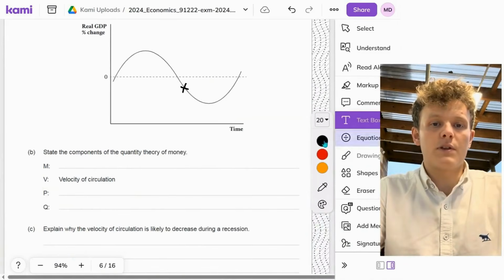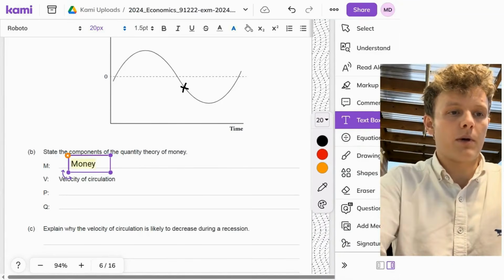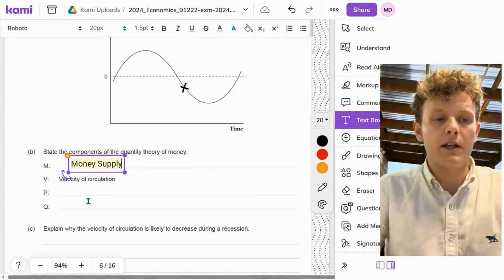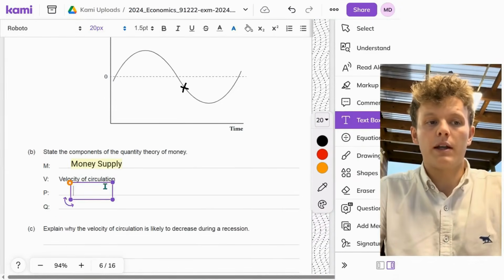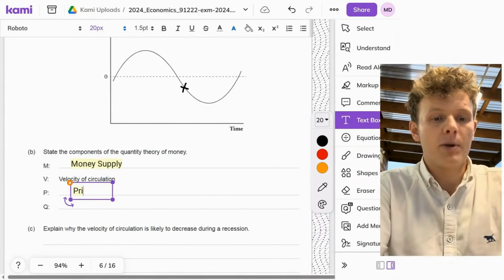State the components of the quantity theory of money. We should be very comfortable with this when it comes to the exam. So we've got M from money supply. We've been given V here, velocity of circulation, but again, important that we know it's for velocity of circulation, not just velocity. P for price level.